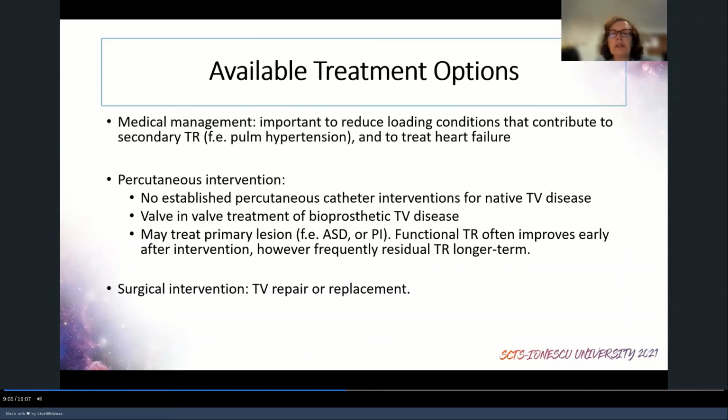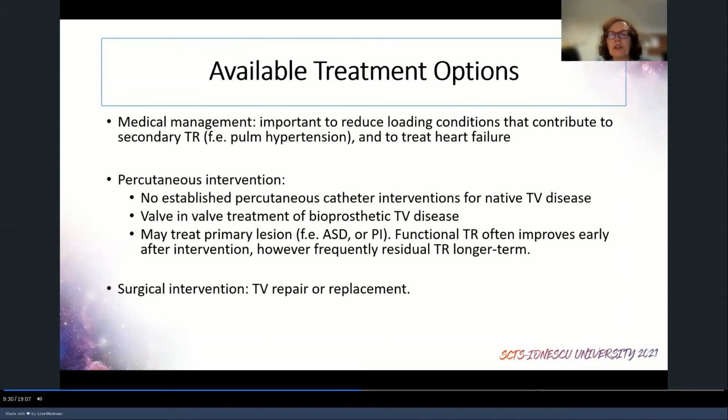The available treatment options for patients with tricuspid valve disease fall into medical management, percutaneous intervention, and surgery. Medical management is usually important to reduce the loading conditions of the heart, for example, pulmonary hypertension, or to treat heart failure.